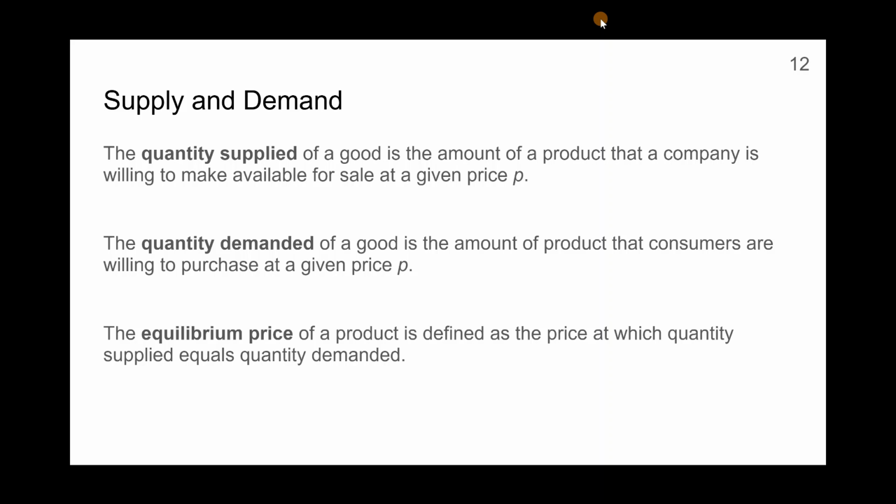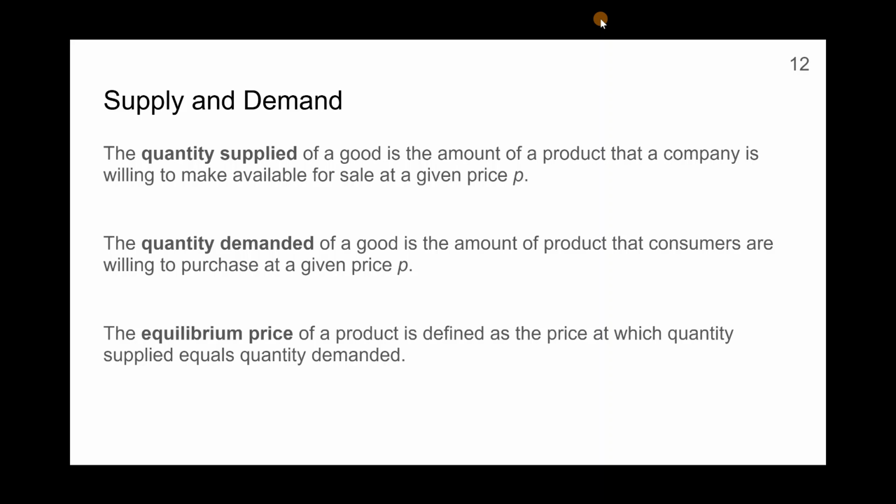The quantity demanded of a good is the amount of product that consumers are willing to purchase at a given price P. And then the equilibrium price of a product is defined as the price at which the quantity supplied equals the quantity demanded.